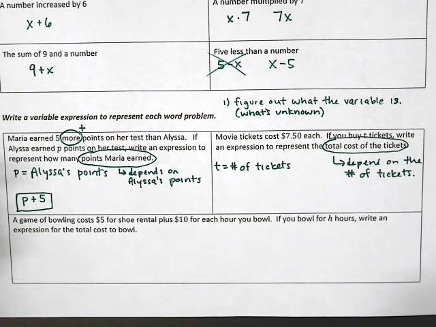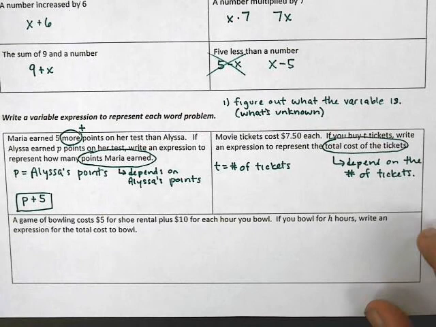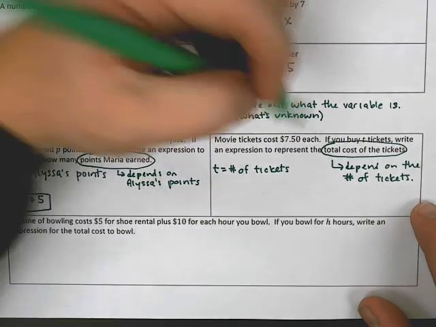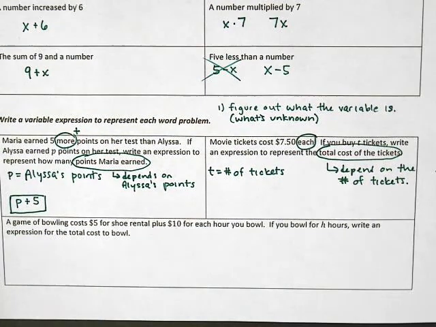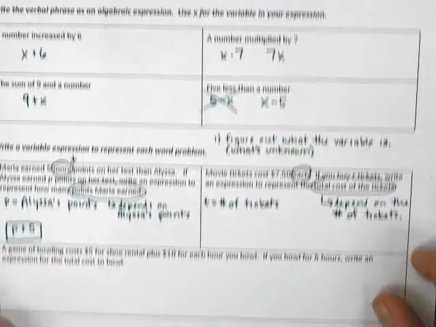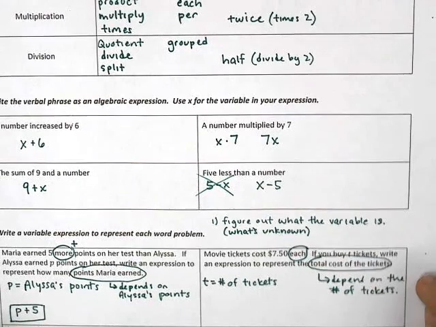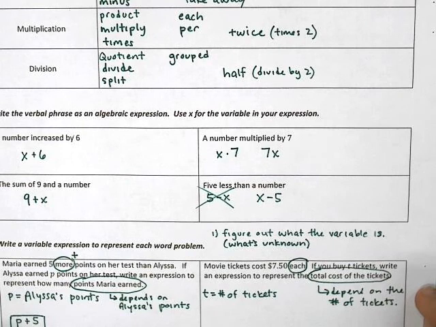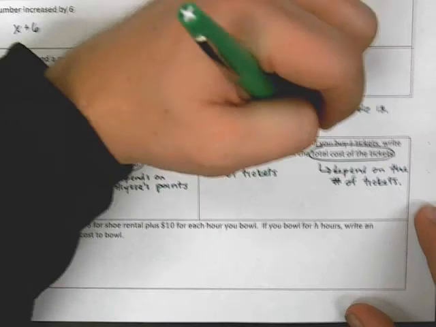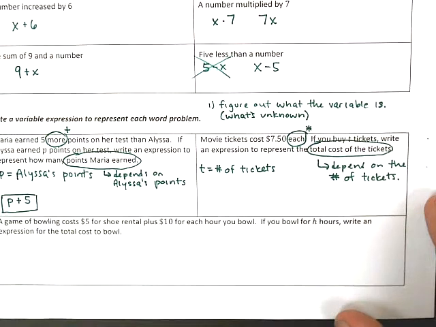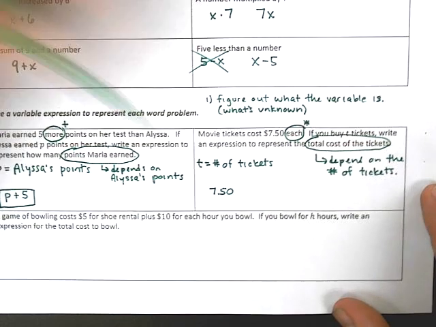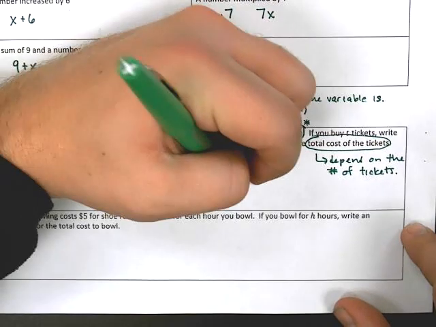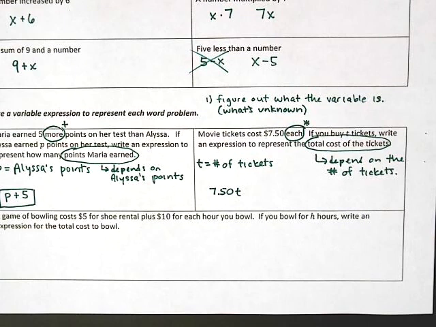We need to go back, read, and figure out what type of operation we're using, okay? And this is why I wrote earlier the word each. Movie tickets cost $7.50 each. If we go back up and look at our list, where did we see the word each? Multiplication. Okay, so I know that this is going to be times. That means I'm going to take that value that I do know, and multiply it by my variable. All right?